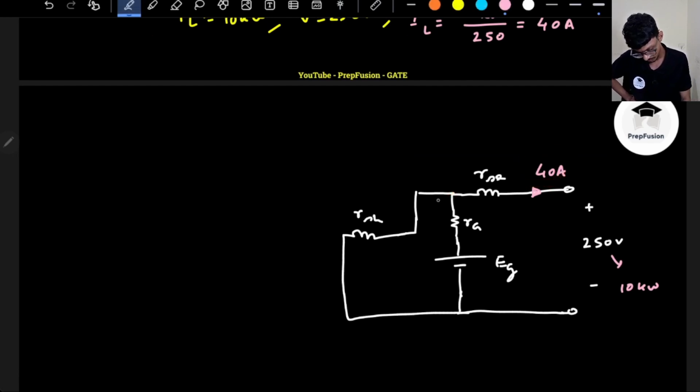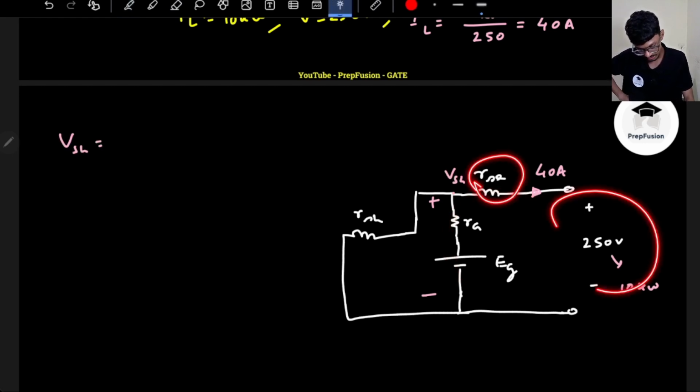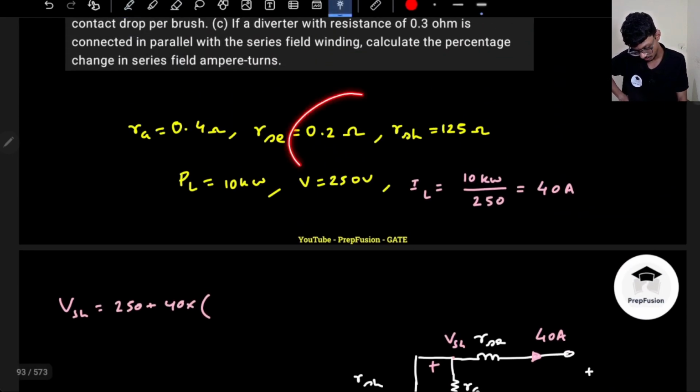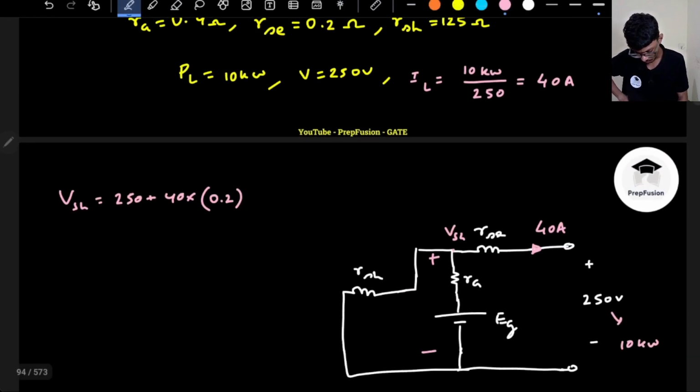So what is the voltage here? Let me name it VSH. Because this is supplying the power, it will be this drop plus the 250 volts. So 250 plus 40 into RAC. RAC is 0.2 ohms. So VSH will be 258 volts. Okay, so this is my shunt voltage.